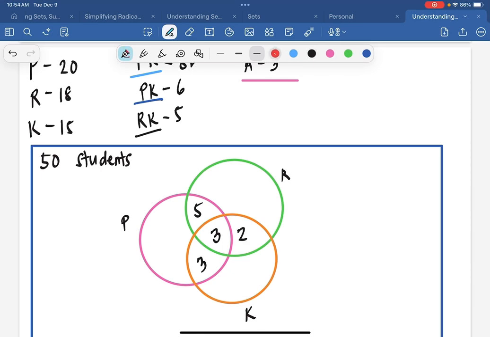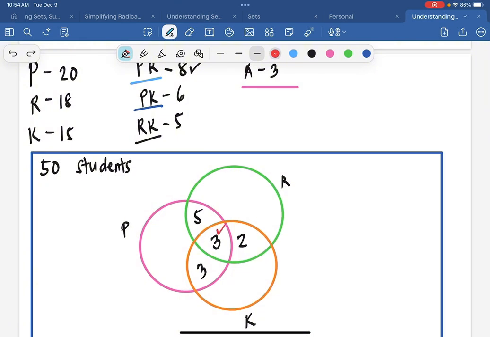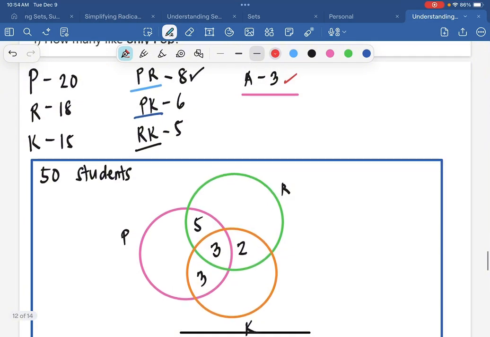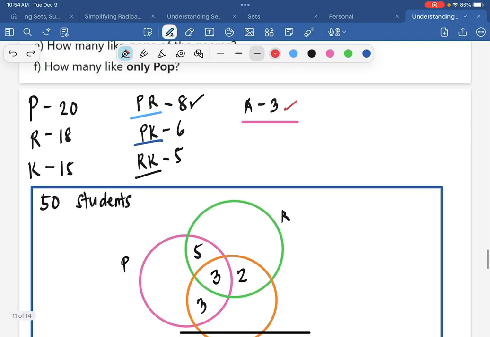So now we are done with intersection of the 3, which is 3. Intersection of both P and R, which is 8. But again, it should be 5 and 3 because we take account of all 3. For PK, which is 6, but again, consider the intersection of all 3. Last one, RK, which is 5. And again, take consideration of the middle part of all.